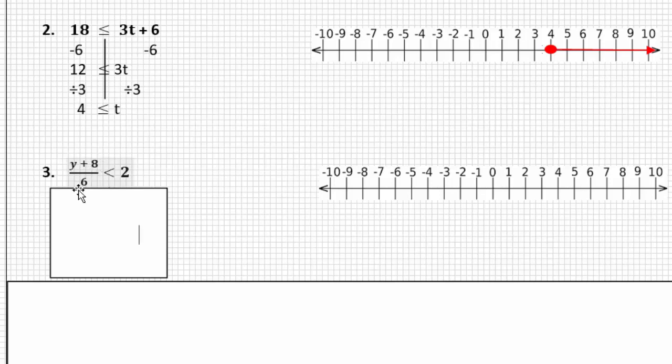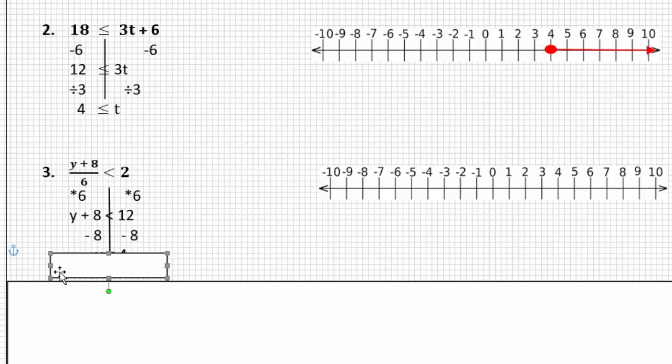Well, since y plus 8 is all being divided by 6, I first have to multiply by 6 to get this top group by itself. So if we multiply both sides by 6, then we're going to end up with the statement y plus 8 is less than 12. Now, since 8 is being added onto the variable, I want to do the opposite. So I'm going to subtract 8 from both sides. And we find the statement that y is less than 4, because 12 minus 8 is 4.